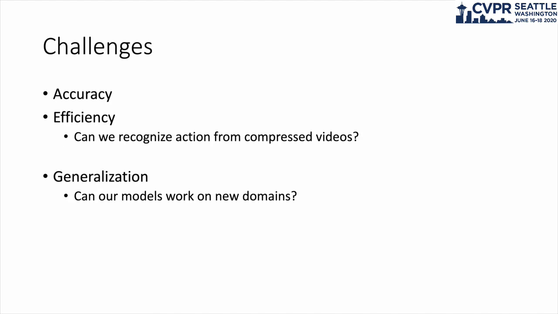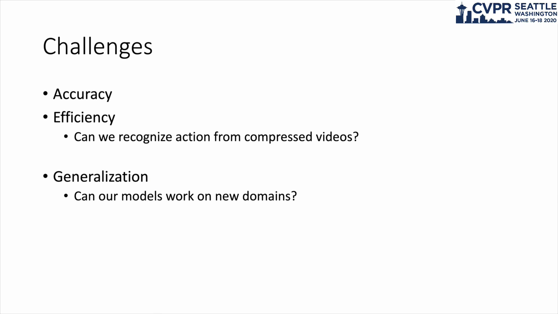The first challenge, of course, is to keep improving the accuracy of models for the tasks we have described. But we also need to consider the efficiency of these models. If our model runs very slowly on videos, the sheer volume of video available will make the deployment of models very difficult. And people care about this very much. I was frequently asked by people, can we recognize action from compressed videos? So even decompressing the video can be a concern. How can we not care about the efficiency of the video models themselves?